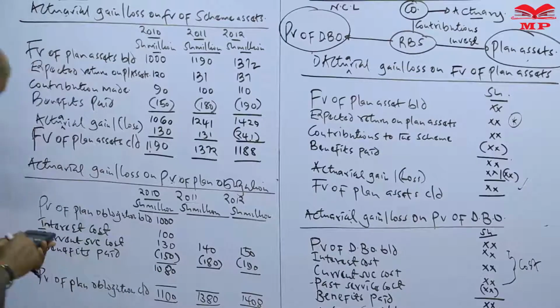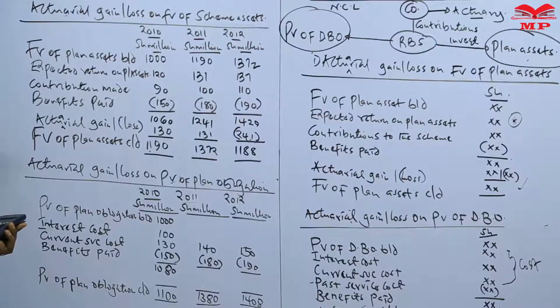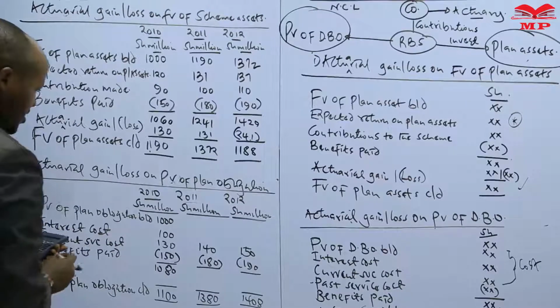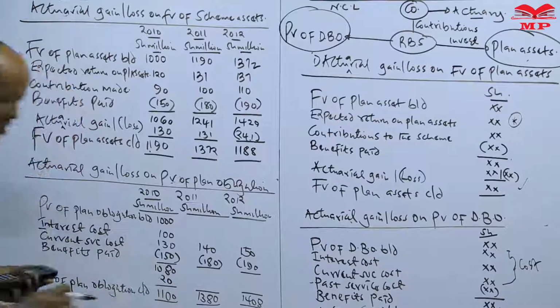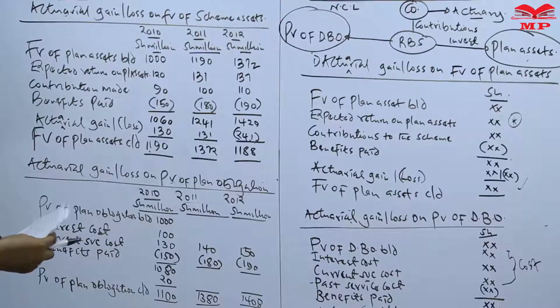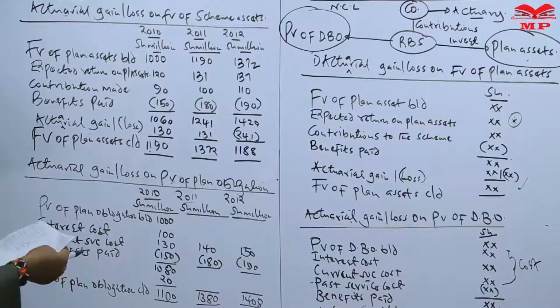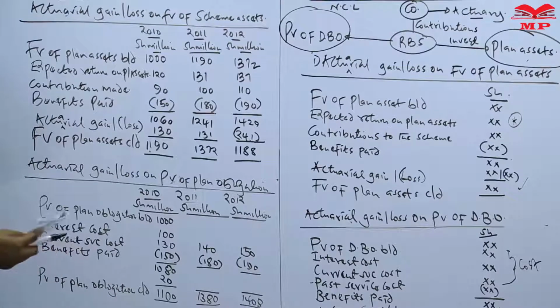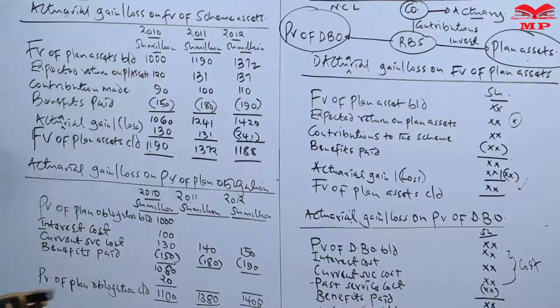So we need to compare the two, and basically in our case we can see that we have an increase of 20. So just to confirm that that is correct, the present value of the obligation at the end of the year is 1,380, and 1,405. Our interest cost is 100. Current service cost 130, 140. Yes, so we have that.